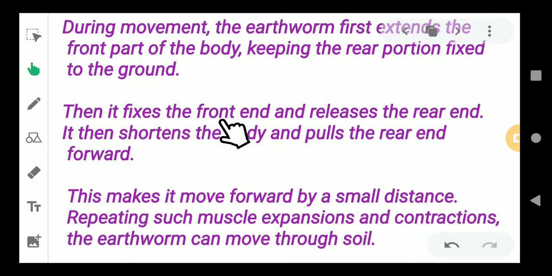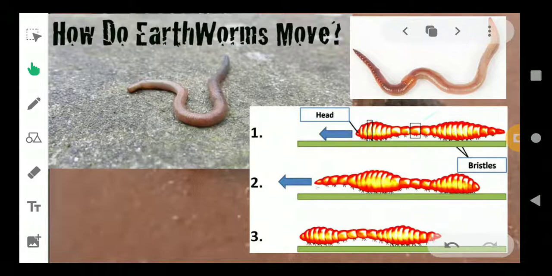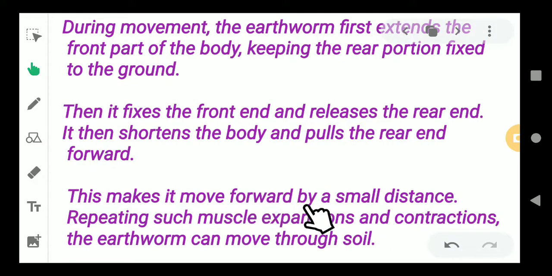Step 2, it fixes the front end and releases the rear end. It shortens the body and pulls the tail region towards the head region. This makes it move forward by a small distance. Every time, earthworms cover a small distance. Repeating such muscle expansions and contractions, the earthworm can move through the soil. So how do earthworms move in the soil? Through muscle expansion and contraction.